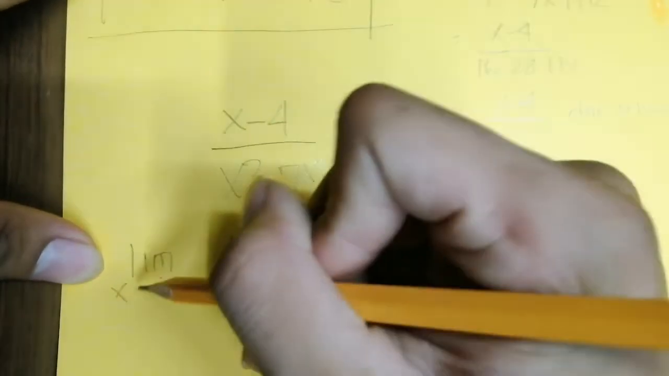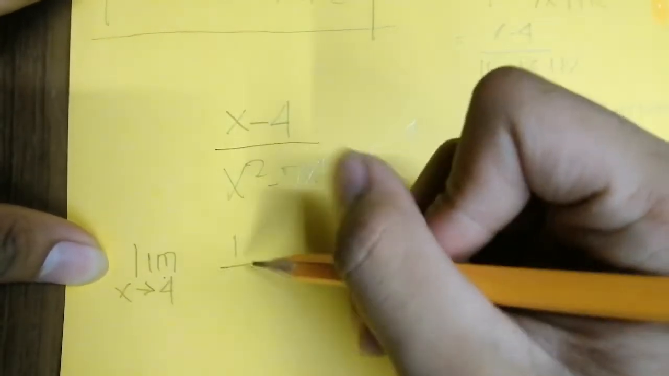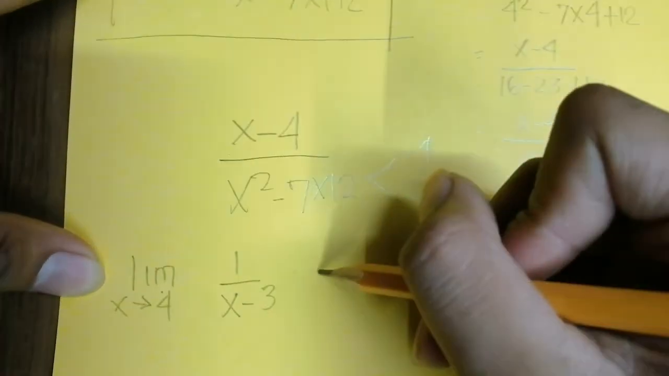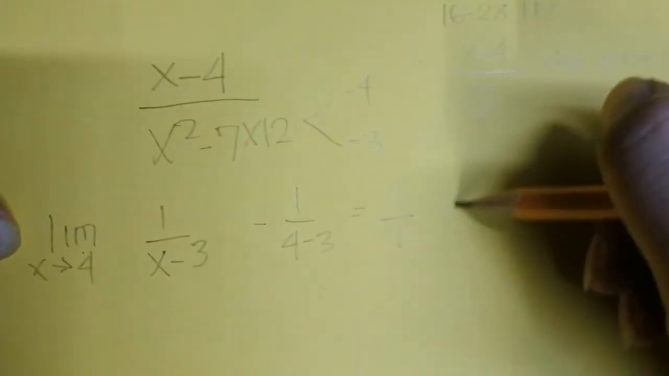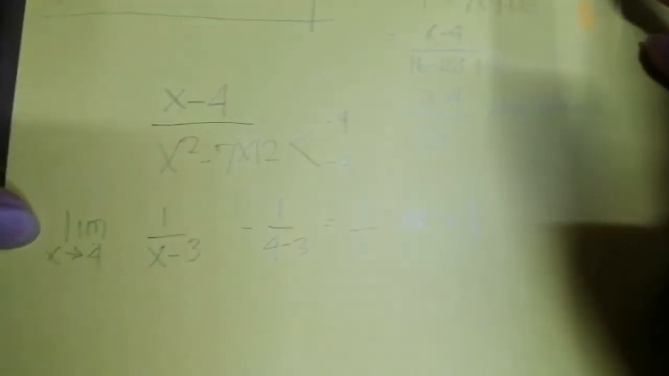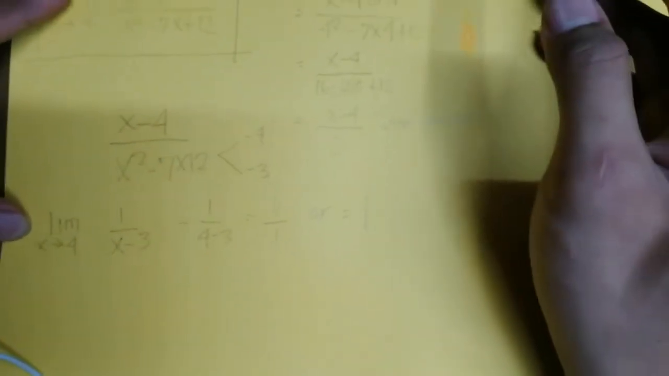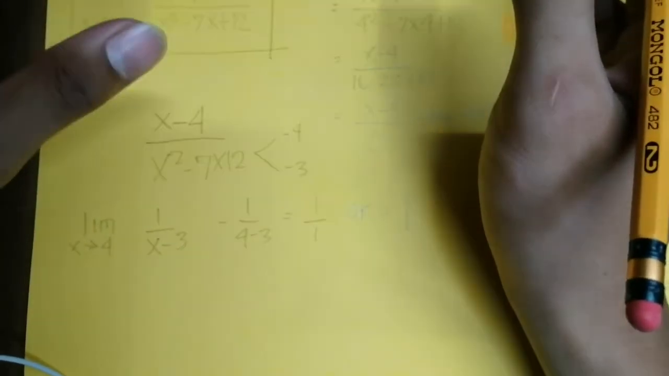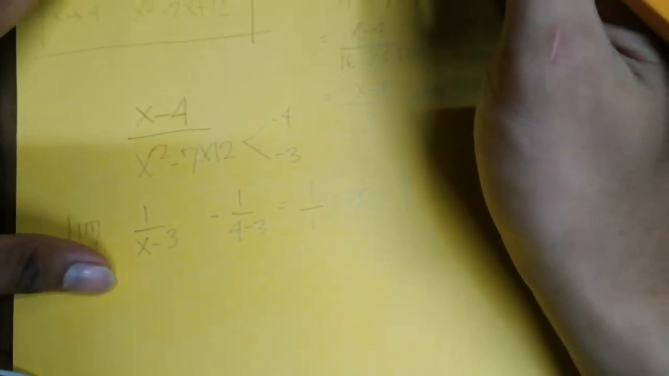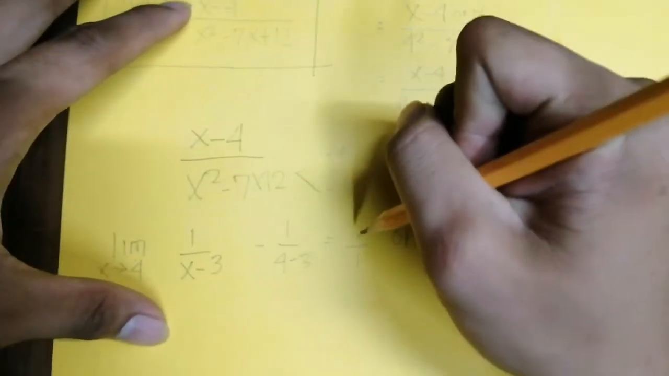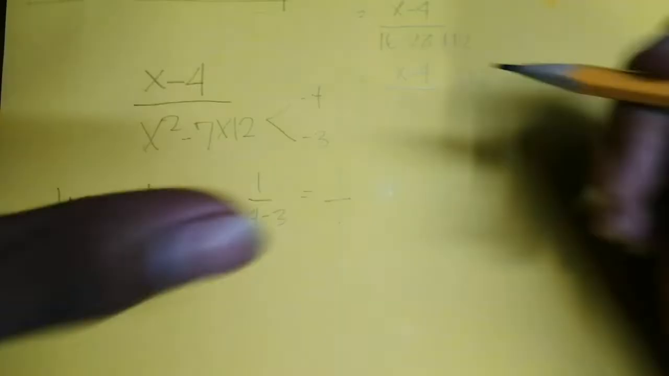After canceling, as x approaches 4, we have 1 over x minus 3, which is 1 over 4 minus 3, equals 1 over 1, equals 1. Therefore the limit exists. By using the factoring technique on this problem, the limit is 1.